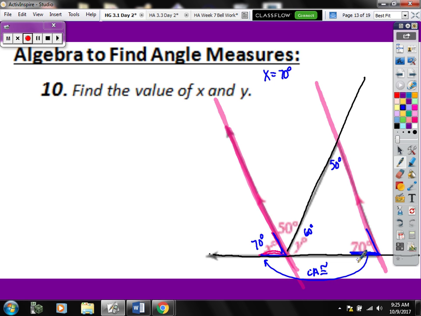Perfect. Another way you can do it, too, if you didn't notice that, is you can notice that all three of these angles together form a linear triple. Three angles that add to 180. So 180 minus 70 minus 50 would be minus 120, which is 60. Or you could do triangle sum as well.